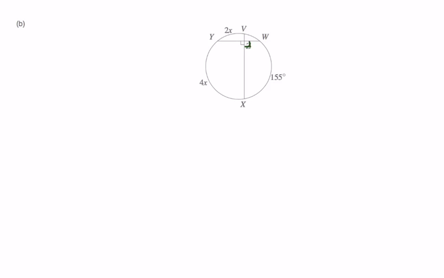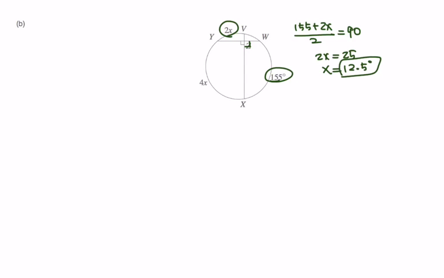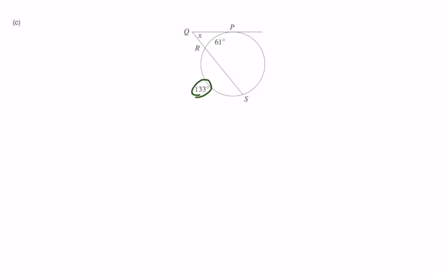So we realize that we have two chords perpendicular to each other. Now, when you look at the two intercepted arcs, 2x and 150, since those two chords form a 90-degree angle, when we add them up and divide that by 2, it must be equal to 90. Then we realize that 2x has to be equal to 25, hence x must be equal to 12.5. Alright, how about the next one?